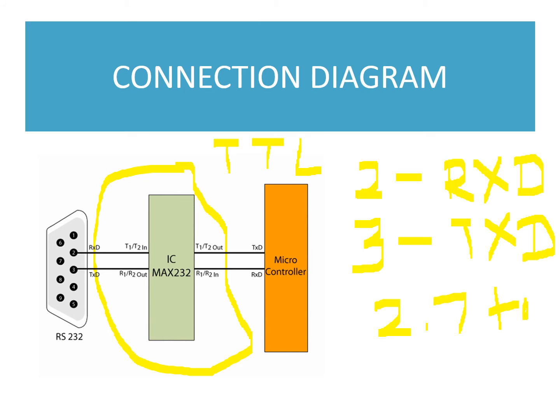The outputs of the MAX232, that is T1 and T2 outputs, are connected to the TXD line of the microcontroller, which is available in port 3. So the port 3 line is used for the TXD connection from the MAX232. Similarly, the R1, R2 pin, which is a receiver pin, will be connected to the RxD pin of the microcontroller. These two are the important connections that we make for sending data serially through a hardware interface.